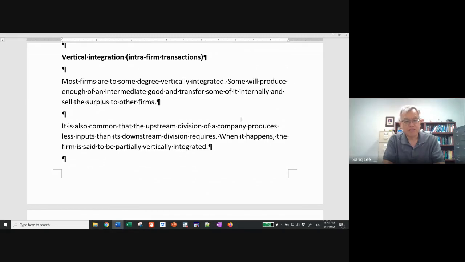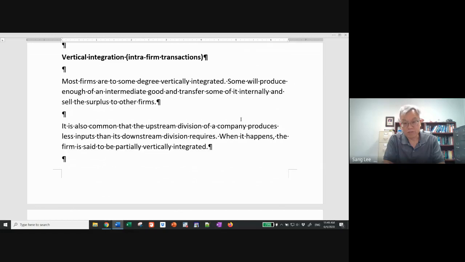Some will produce enough of an intermediate good to transfer some of it internally and to sell the surplus, the remaining, to other firms. For example, Hyundai Motor Company produces a lot of car engines, more than its downstream division requires. So Hyundai Motor Company is selling some of its car engines to another company like Chrysler.